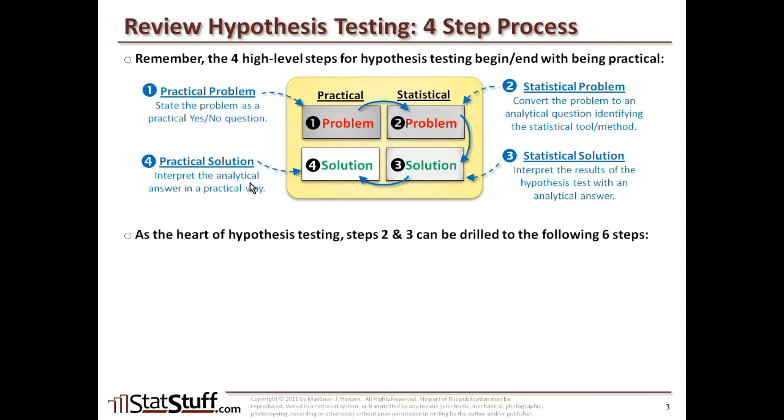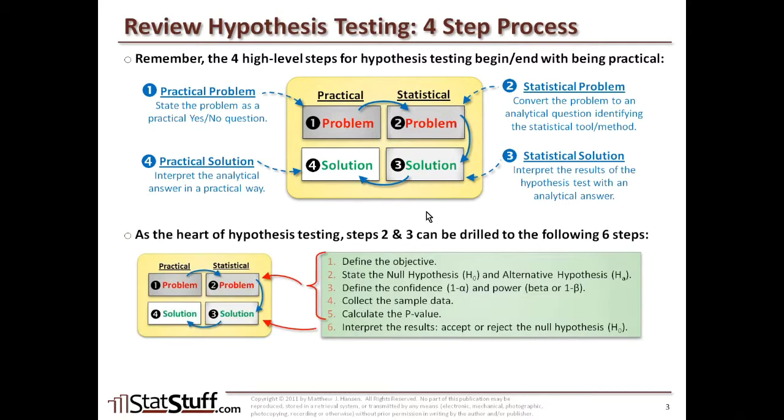And at the heart of doing the hypothesis testing, again, for steps 2 or 3, that's where we drill down to 6 additional sub-processes or sub-steps in order to figure that out. So it starts off with defining the objective. Then we want to state the null and the alternative hypotheses. Then we define the confidence level and the power levels based off of the alpha and beta risks that were identified. Collect the sample data, and we want to calculate the p-value.